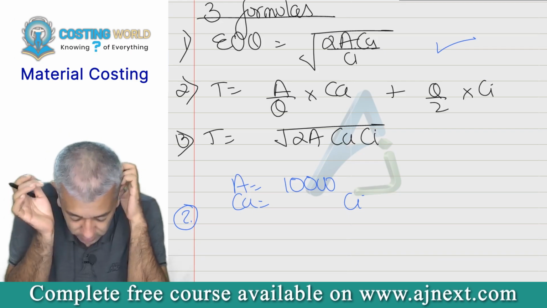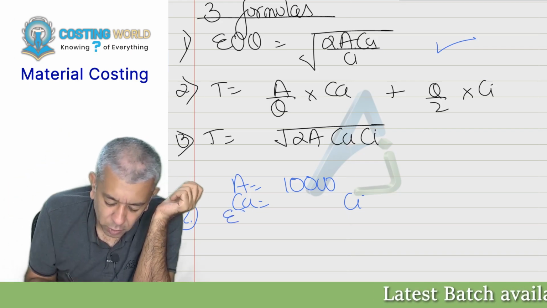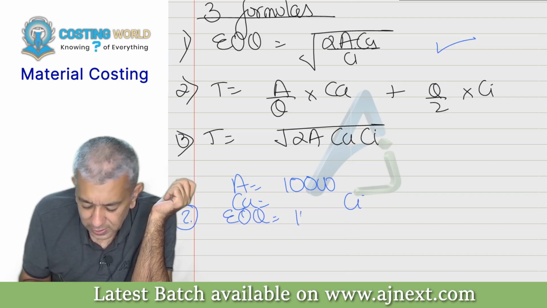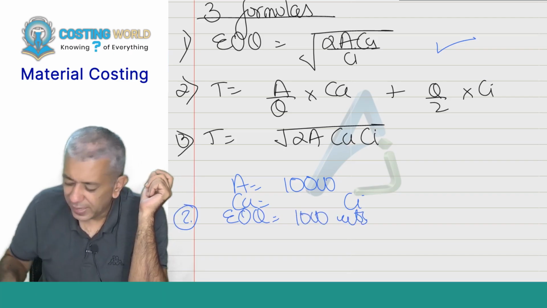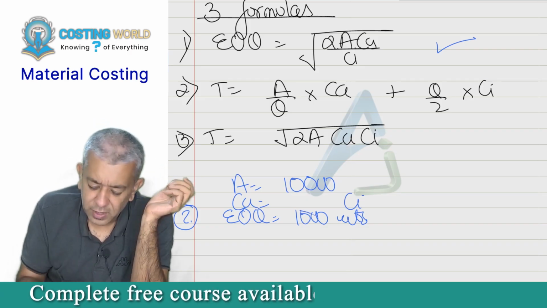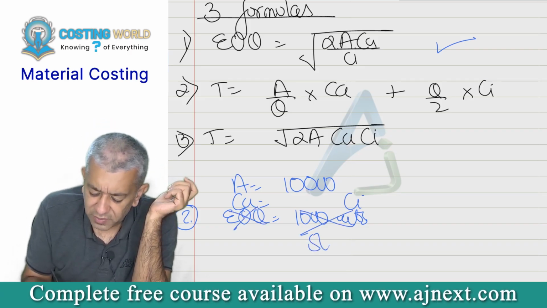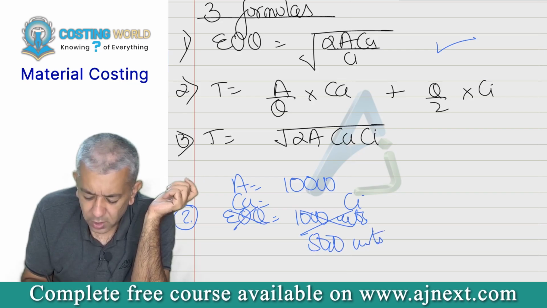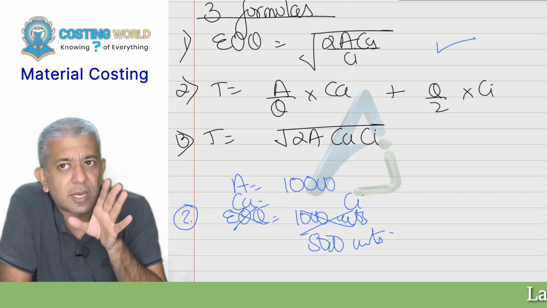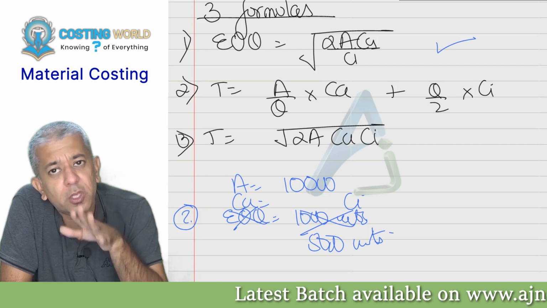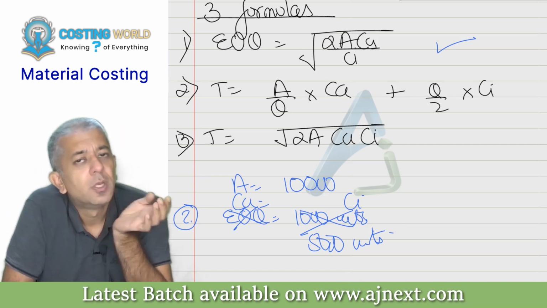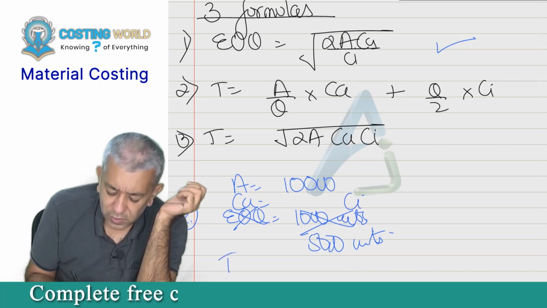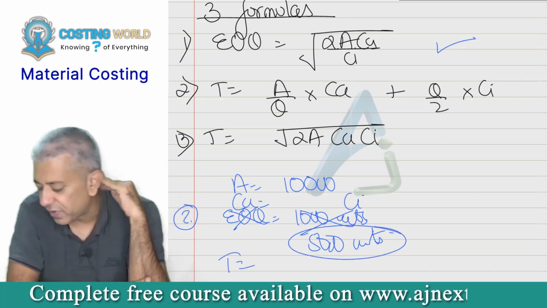So listen now. Suppose we applied EOQ formula. Answer came as 1000 units. Okay. Company thought, let EOQ be 1000, forget it. We will order 5000 units at one time. Okay. So company has decided, I'm asking you, to follow EOQ or not to follow the EOQ? Not to follow. The question asks you, what will be T if company orders 5000 units?